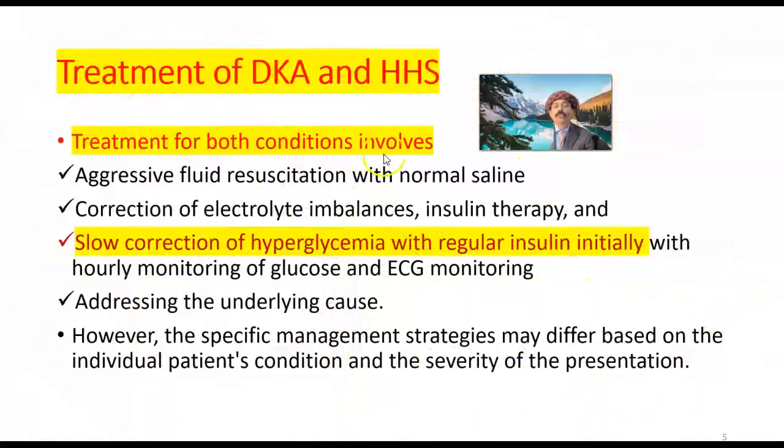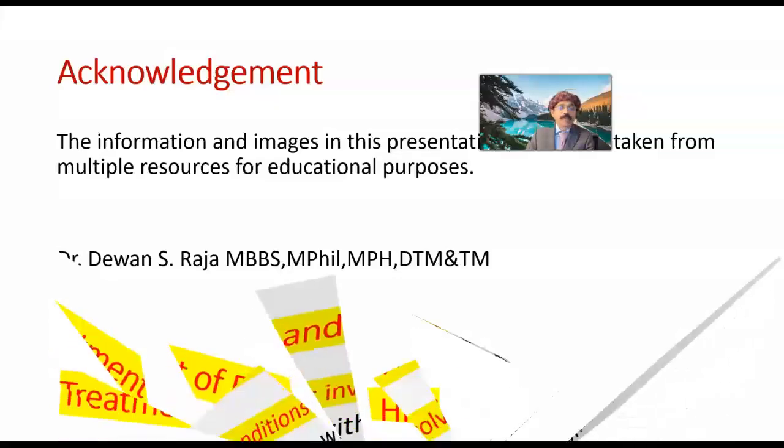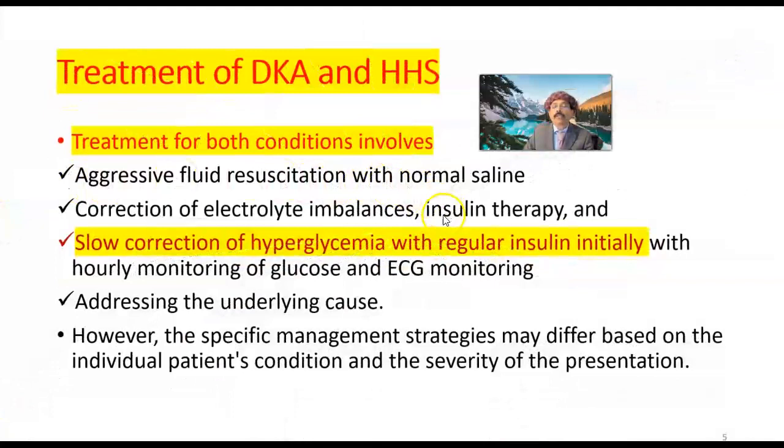Treatment of both conditions involves aggressive fluid resuscitation with normal saline, because this is isotonic, correction of electrolyte imbalances, and insulin therapy. Correction of electrolyte imbalance is very important, particularly the potassium. It needs a lot of precaution, otherwise there may be cardiac arrhythmia.